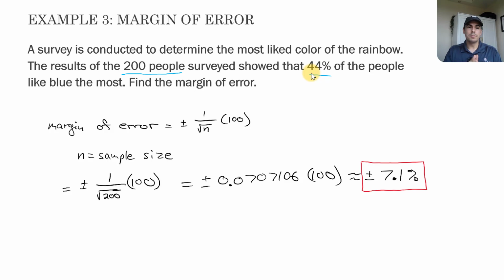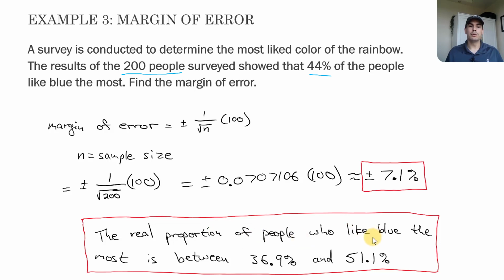And how we find that range based off of this study is I would take my 44% and I'm going to subtract 7.1%. That's going to be the lower end of my range. And then I'm going to add 7.1%, and that's going to be the higher end of my range. So the real proportion of people who like blue the most, okay, the real proportion accounting for my margin of error, is going to be between 36.9% and 51.5%. So that's how we can use our margin of error to really look at the real proportion from our study compared to if I were to apply this to like a worldwide thing, okay, or my larger population just in general.